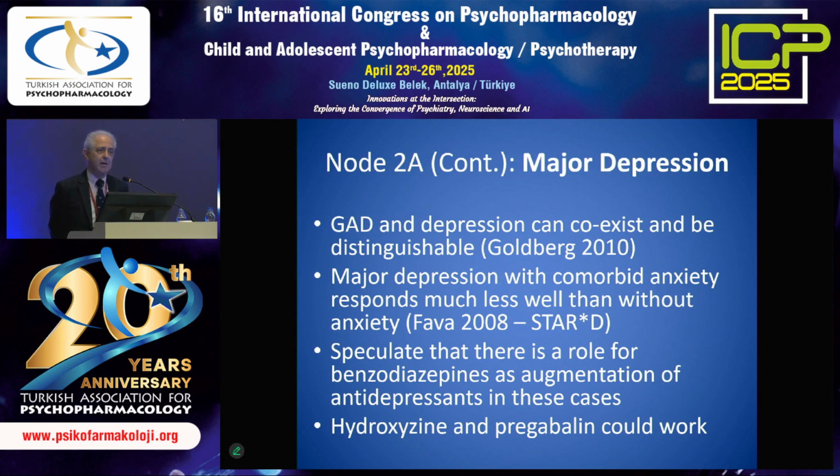So what do we know about people that have this combination of problems? We know that their depression responds much less well when they have comorbid anxiety than when they don't, from the STAR-D study. So that's a problem. How are you going to treat them when the antidepressants may not work very well? Well, there may be a role for benzodiazepines to augment, on the anxiety side at least, these patients, and it's also possible that hydroxyzine and pregabalin could be helpful for them.